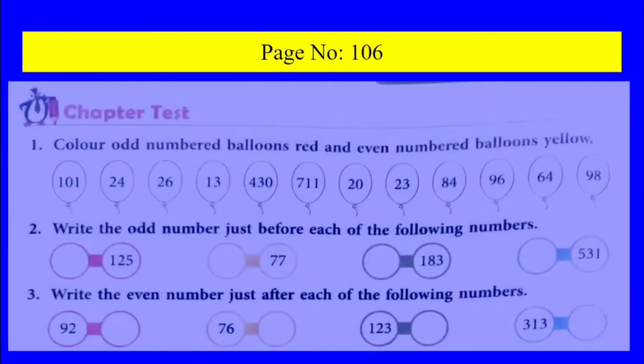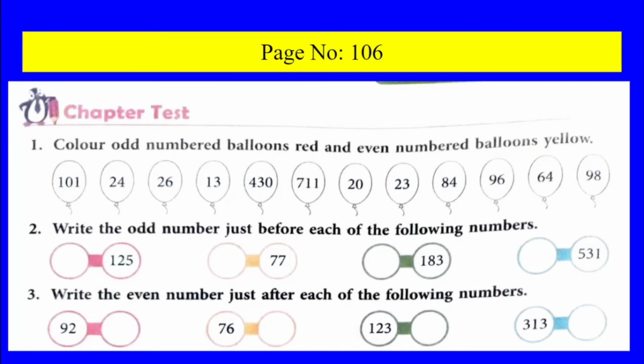Now come, let's do the chapter test on page number 106 and practice odd and even numbers. So children, take out your books and open page number 106. I hope all of you have opened the book. So now let's start with question number 1. Color odd numbered balloons red and even numbered balloons yellow. So children, here we have to color all odd numbered balloons red and even numbered balloons yellow.